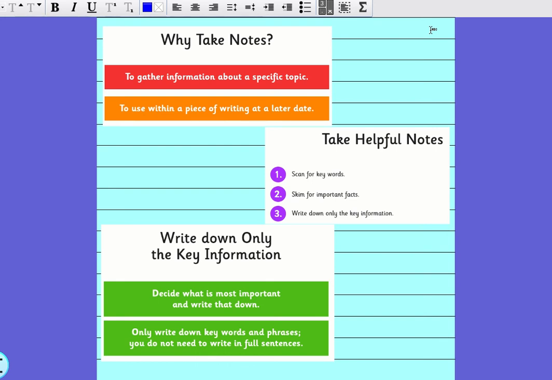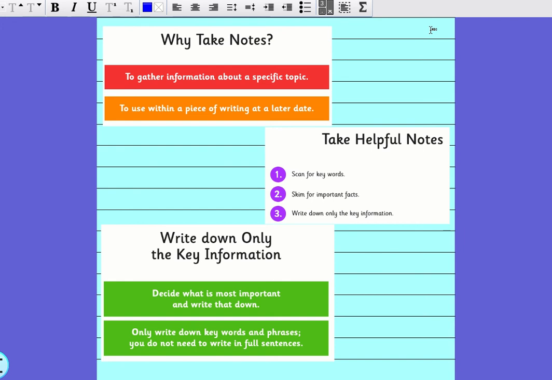Well, the 3 key important things are that you always scan for keywords, and keywords are a little bit like technical words. They are words that you know are going to be important within the text. You also then need to skim for important facts, so this is where your factual information comes in, isn't it? And then you only write down the key information, and here's just a little bit more about that. You need to decide what is most important and write it down.